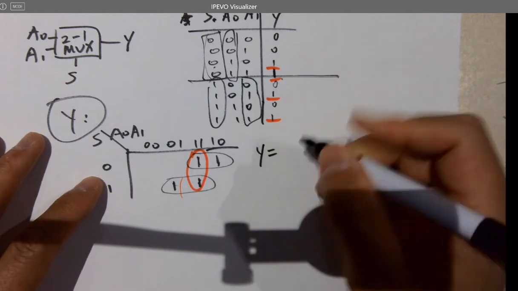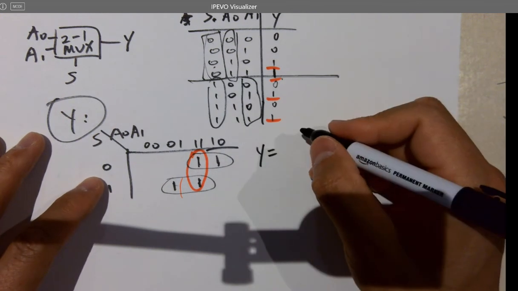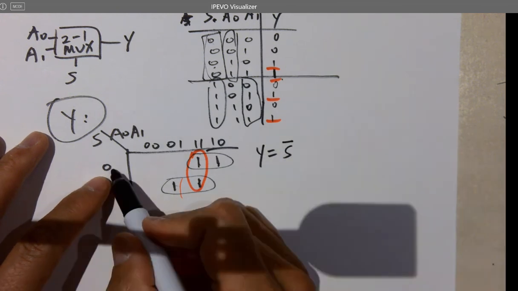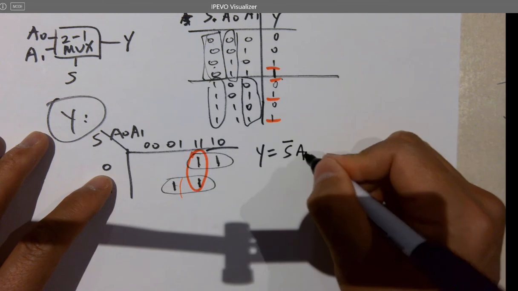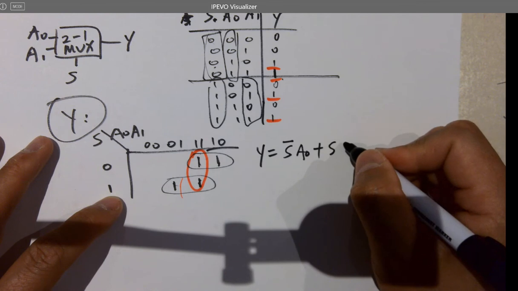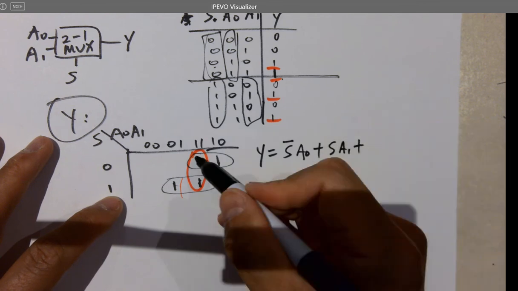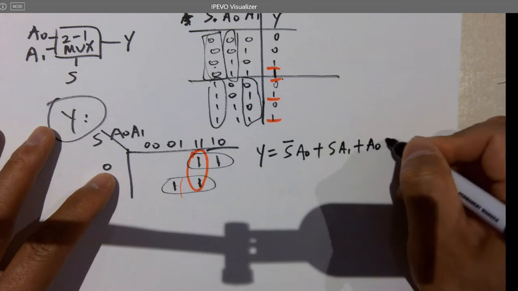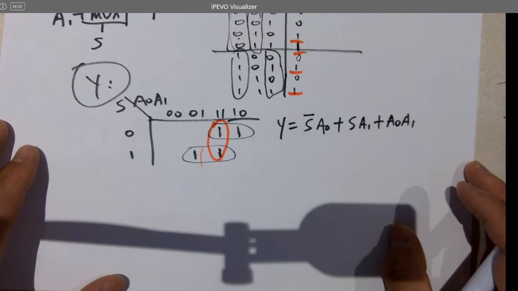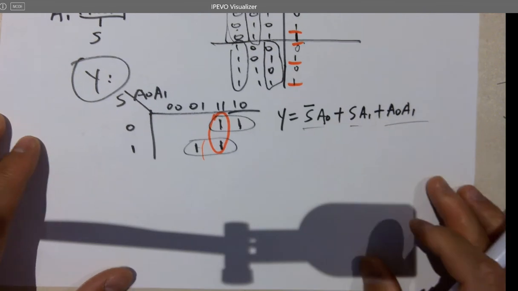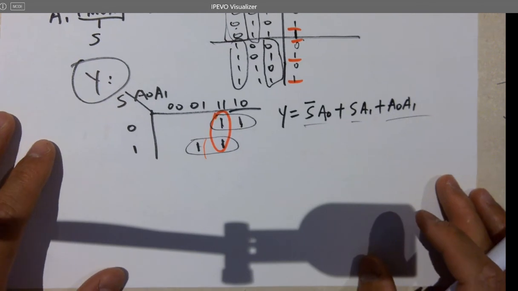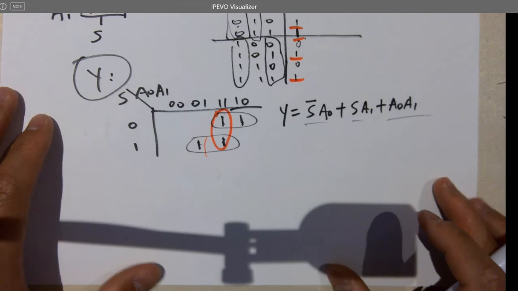So Y equals, these two will be S-not A0, or these two will be S A1, or these two are A0 A1. So there are just too many gates. We don't want to use this version of the 2-to-1 mux. And there's a four-transistor 2-to-1 mux.